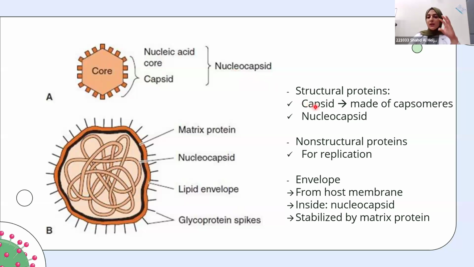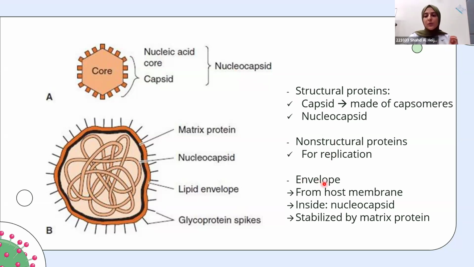Okay? Now, these are the structural proteins. Structural proteins are the capsid, nucleocapsid, and all that. Now, we have something called non-structural proteins. Those are the proteins that will help us with the replication. For example, you have enzymes like the polymerase enzyme, replicase, reverse transcriptase, and those. We're going to talk about them in a bit. But keep in mind that you have structural proteins and non-structural proteins.